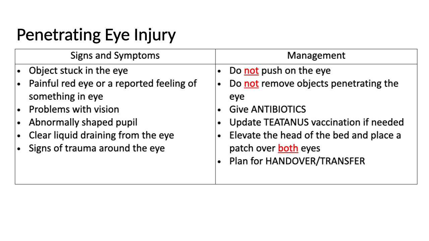Penetrating wound or injury to the eye: you can see an object stuck in the eye, or there is a painful red eye or reported feeling of something in the eye, problem with vision, abnormally shaped pupil, clear liquid draining from the eye, or sign of trauma around the eye.